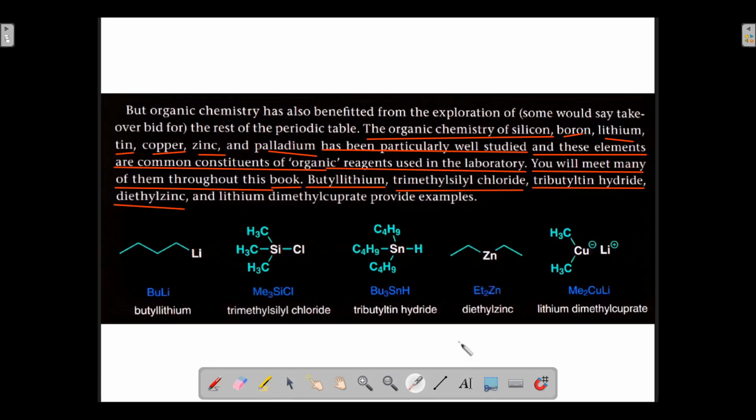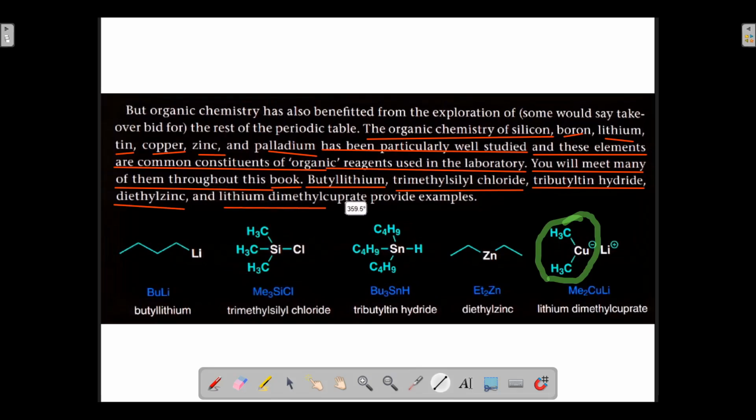Lithium dimethylcuprate. Lithium Li positive ion is there, Cu is there, and this entire entity contains a negative one charge. Two methyl groups, CH3 CH3, are attached to the copper which carries the negative charge, and this lithium contains the positive charge. Me2CuLi, lithium dimethylcuprate. This entire entity is dimethylcuprate, and lithium is attached to it. So lithium dimethylcuprate.